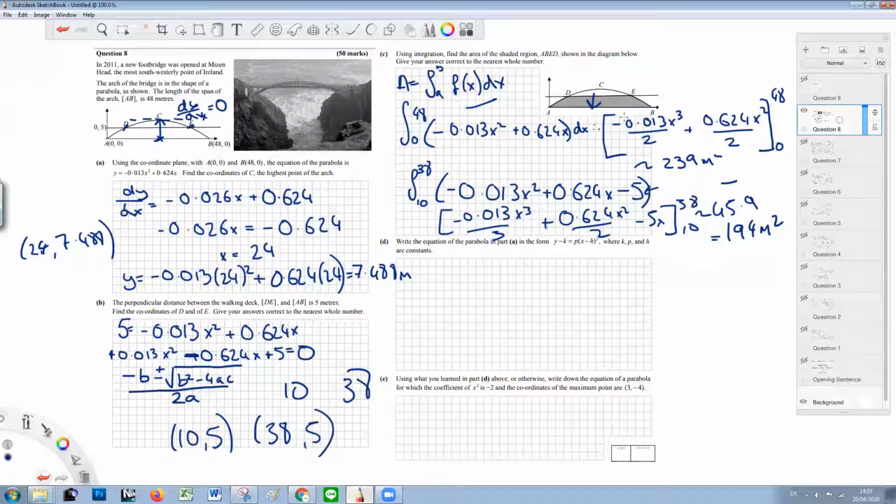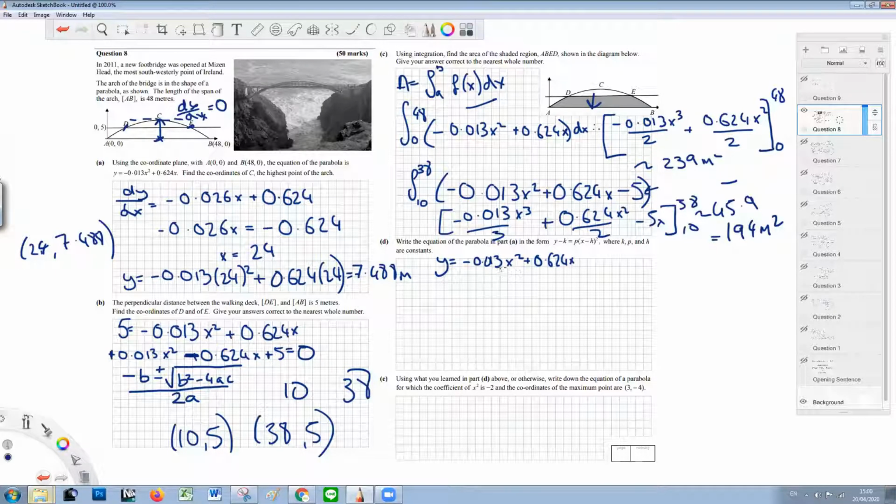Write the equation of the parabola in the form y minus k equals p times x minus h all squared. So we need to write our equation of the parabola, which is this, in this sort of format. So if I had y, I'm just going to write it down again. Sorry, 0.013 x squared plus 0.624. So we need to get that in this format.